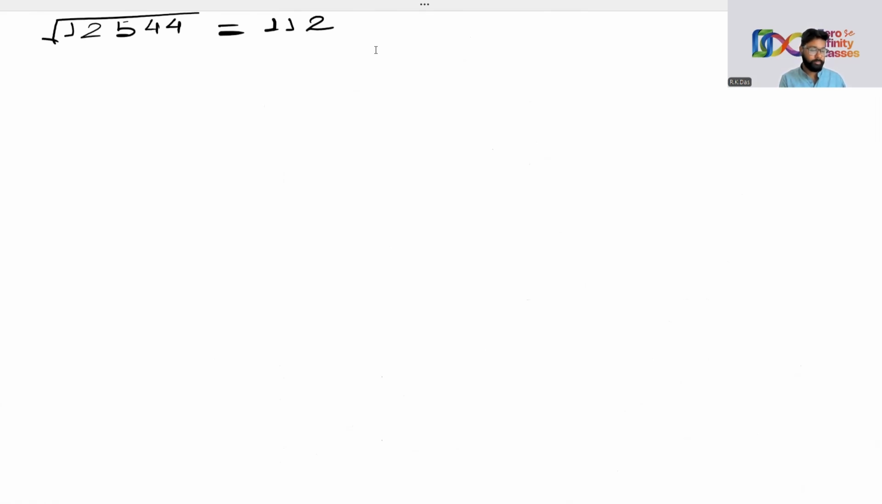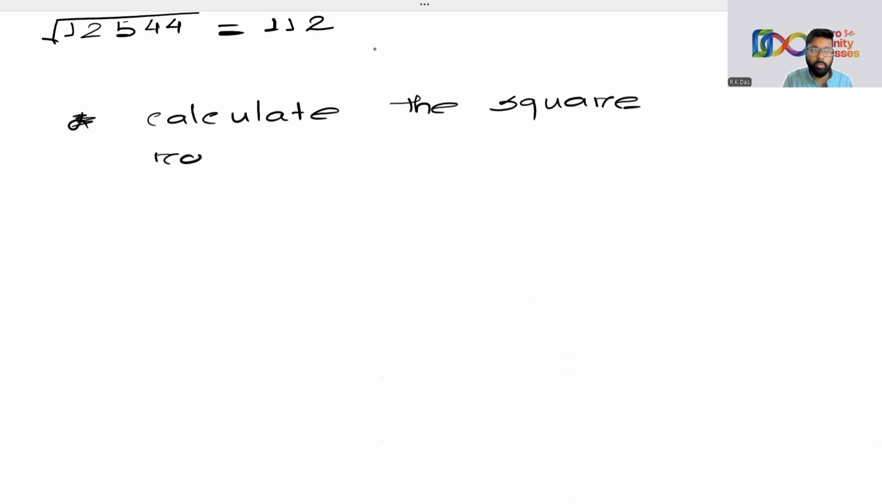Let us calculate the square root of Roman number 1: calculate the square root of 53824.